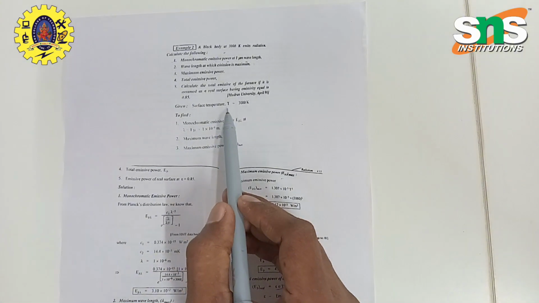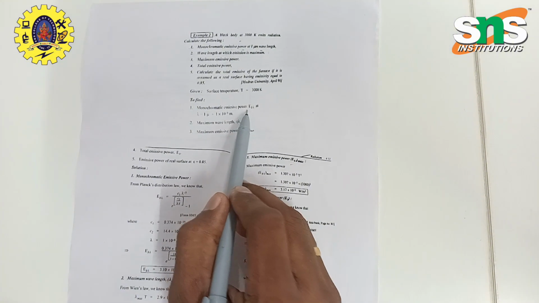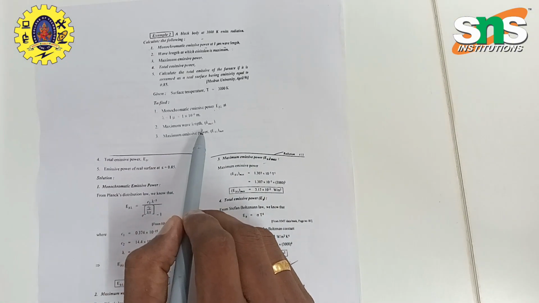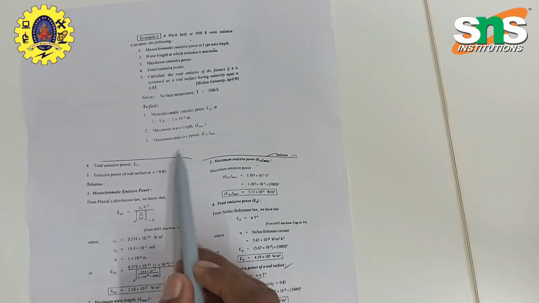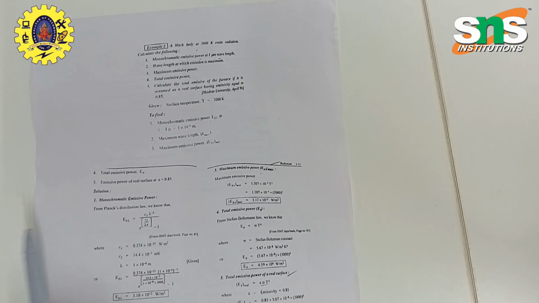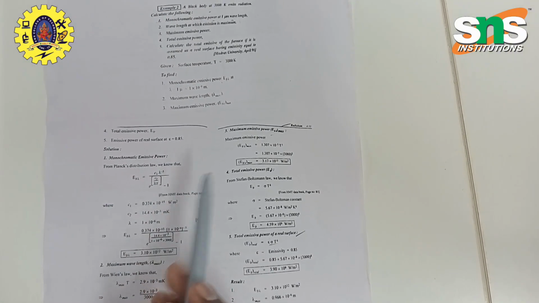So given data: T is equal to 3000 Kelvin. We need to find the monochromatic emissive power E_b lambda at 1 micrometer, the maximum wavelength lambda max, the maximum emissive power E_b lambda max, the total emissive power E_b, and the emissive power of the real surface with epsilon equal to 0.85.